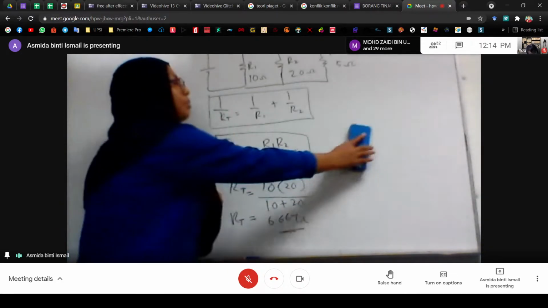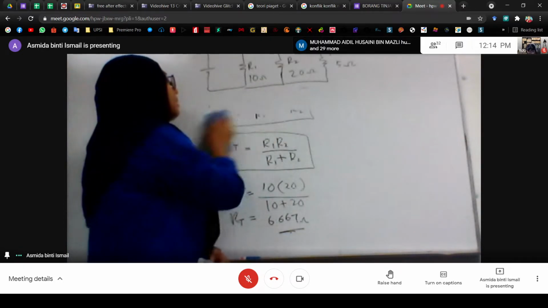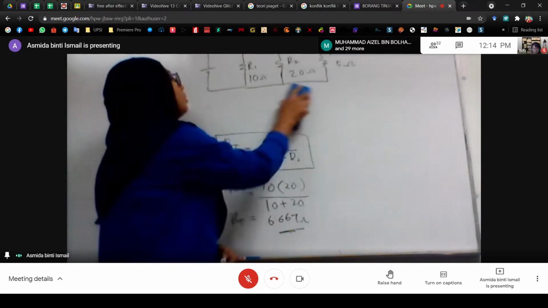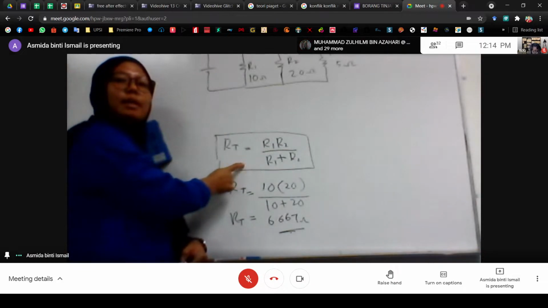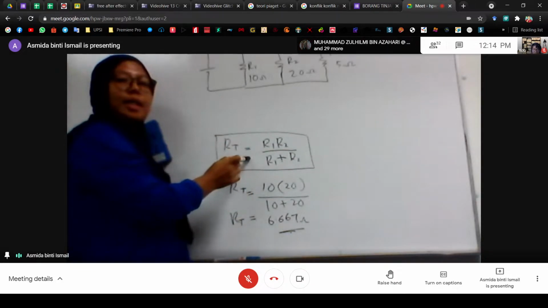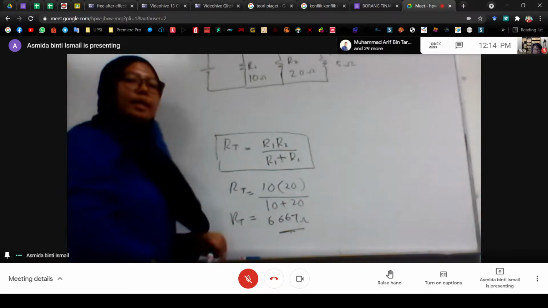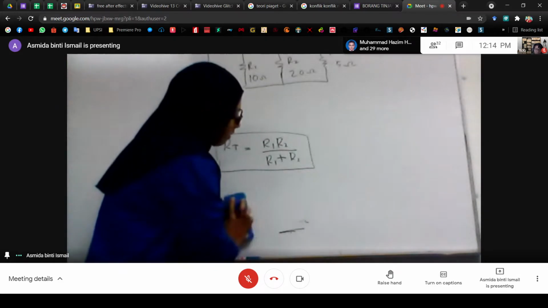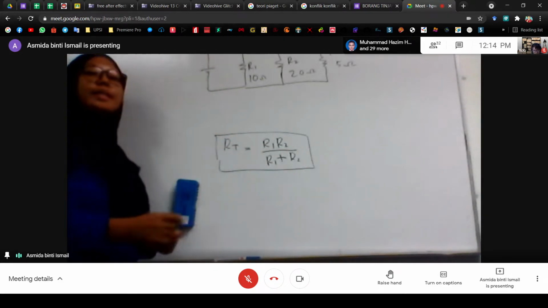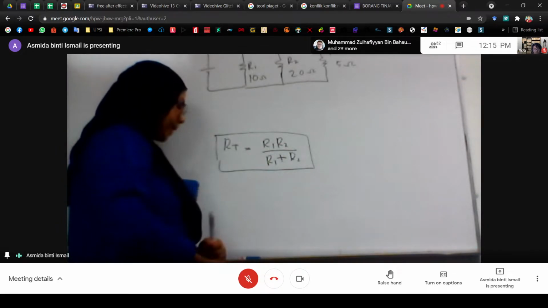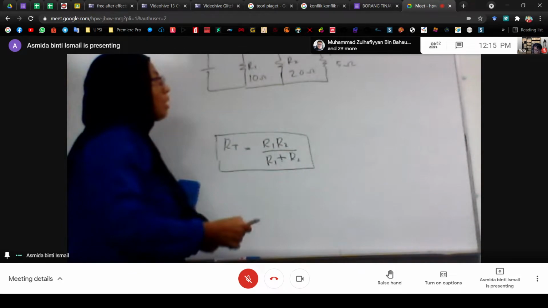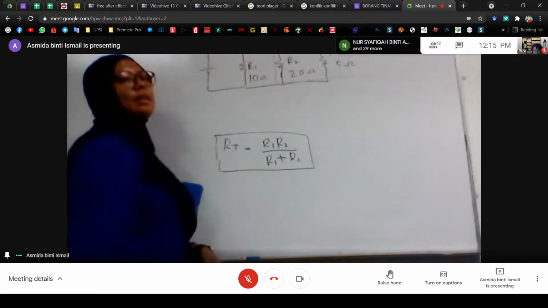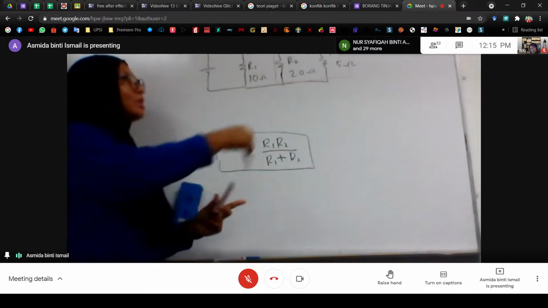If you want to use that one, no problem. But I don't want to use that formula, I want to use this one. I don't want to use the 1 over R formula from earlier. I want to use this formula to settle this problem. You can use it, but you need to combine the back ones first.